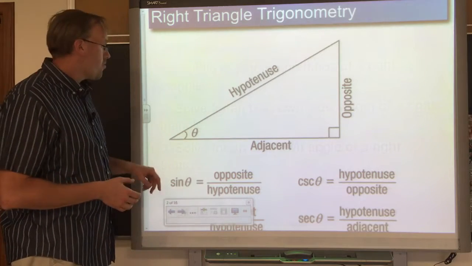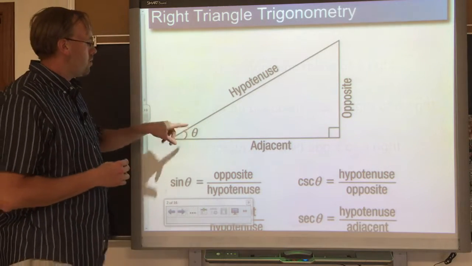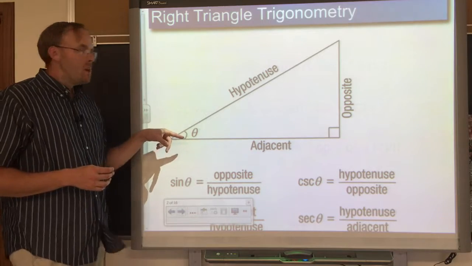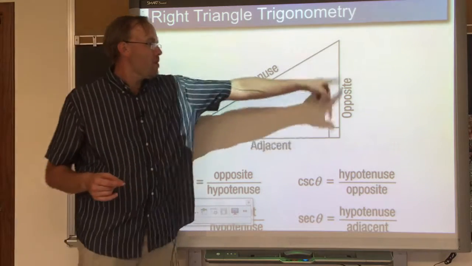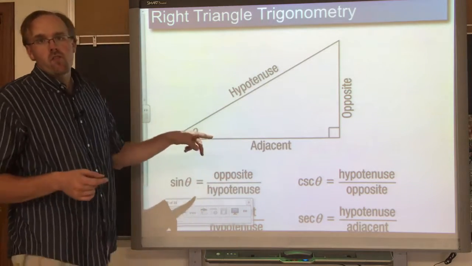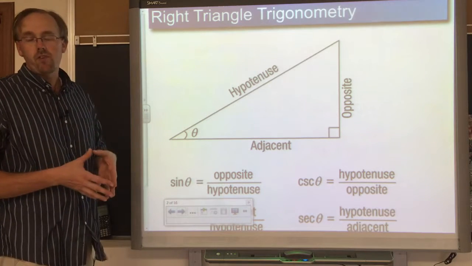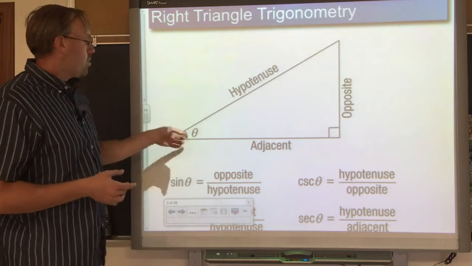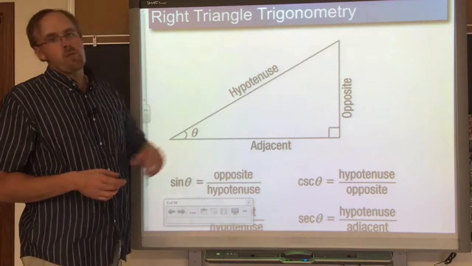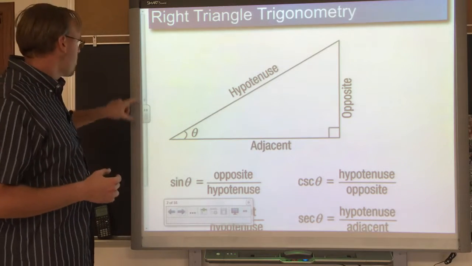So as a refresher, here we have our triangle and here's the angle theta. And so angle theta defines where the opposite side is and where the adjacent side is. The hypotenuse is always the hypotenuse no matter which angle we're talking about. But depending on where theta is, that will determine the opposite and the adjacent.